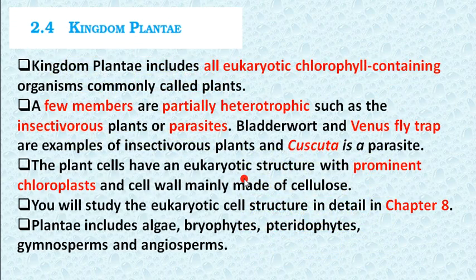Kingdom Plantae includes all eukaryotic chlorophyll-containing organisms, commonly called plants. All the cells are eukaryotic and chlorophyll containing. This is very important because chlorophyll gives the green color to plants. Why are plants green? Because of chlorophyll. A few members are partially heterotrophic, such as insectivorous plants or parasites. Bladderwort and Venus flytrap are examples of insectivorous plants, and Cuscuta is a parasite. I will show you.